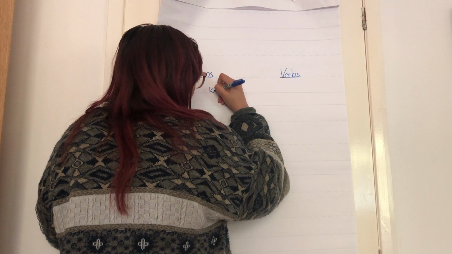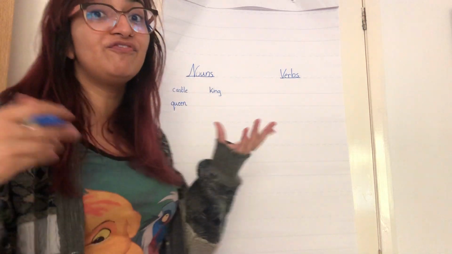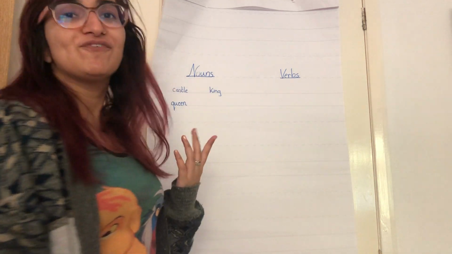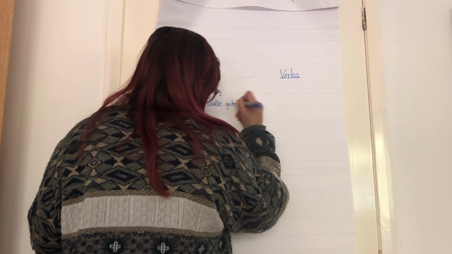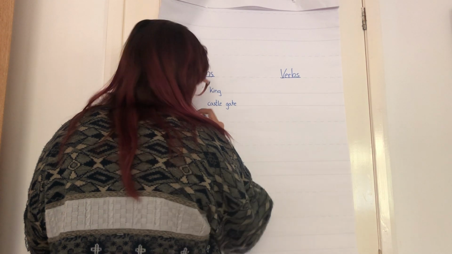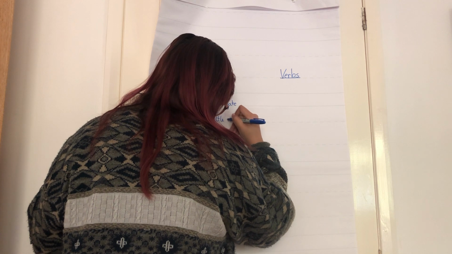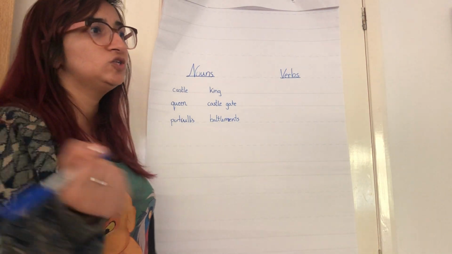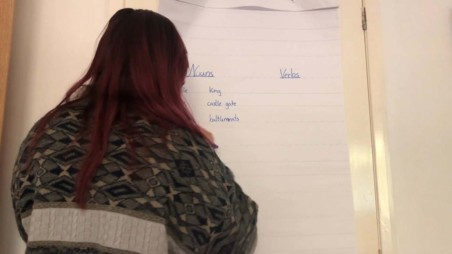So I'll write it here, king, I'll write queen. Then we've got all the features of the castle, all the different parts of the castle. They're names of those different parts of the castle. So we've got things like the castle gate, we have the portcullis, we've got the battlements, we've got the ramparts, the up and down sort of bit on the top of the castle, which kind of looks like this. I'll show you in a minute.